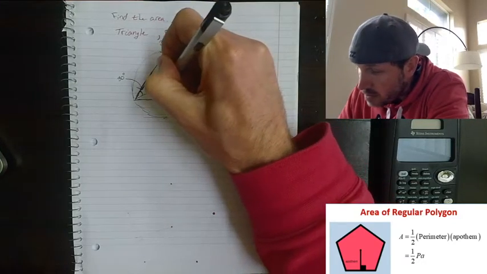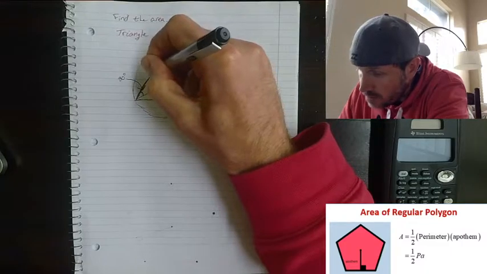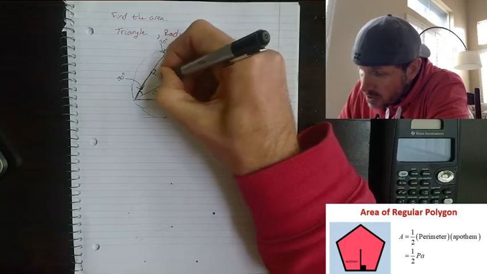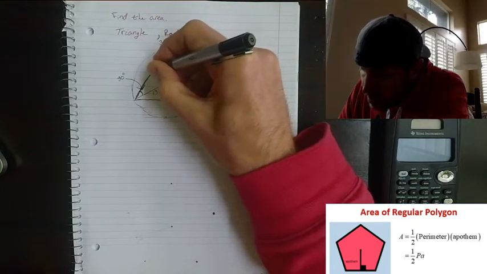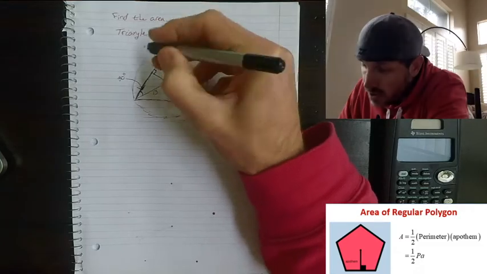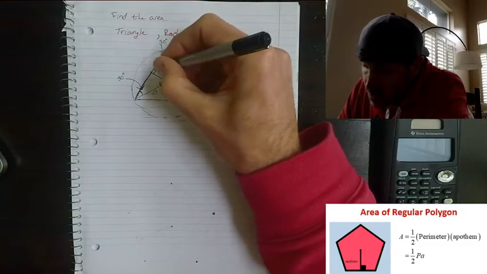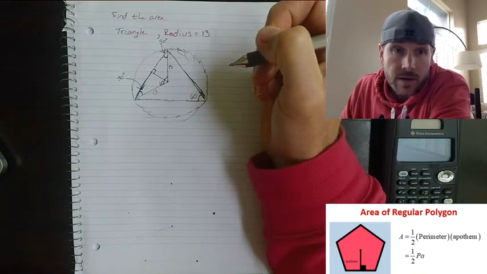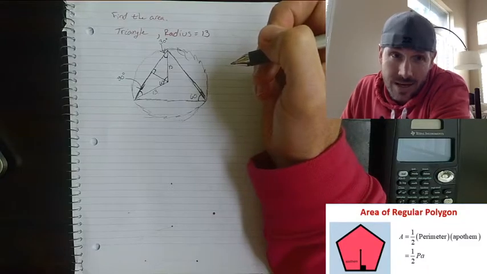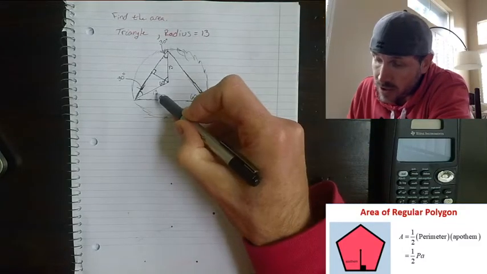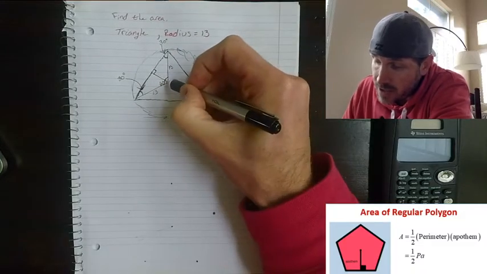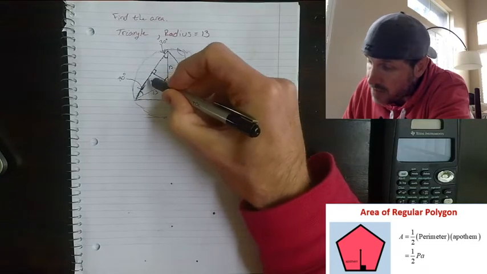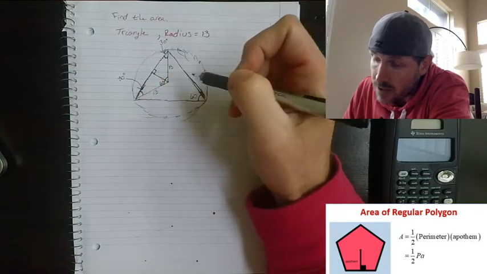And that apothem is going to be right here. Okay? Which now makes this our 90-degree angle. And we now have a 30, 60, 90-degree triangle. So from there, we can use our 30, 60, 90 rules based on this 13 to figure out this apothem, or the height, and then we can use it to find this entire length here.